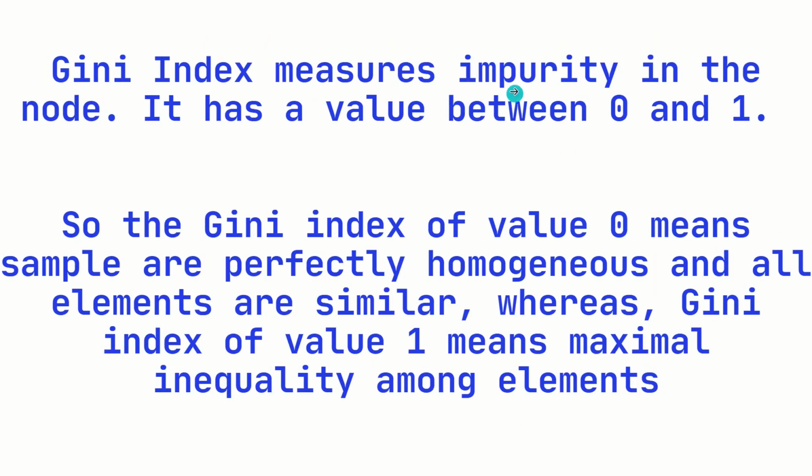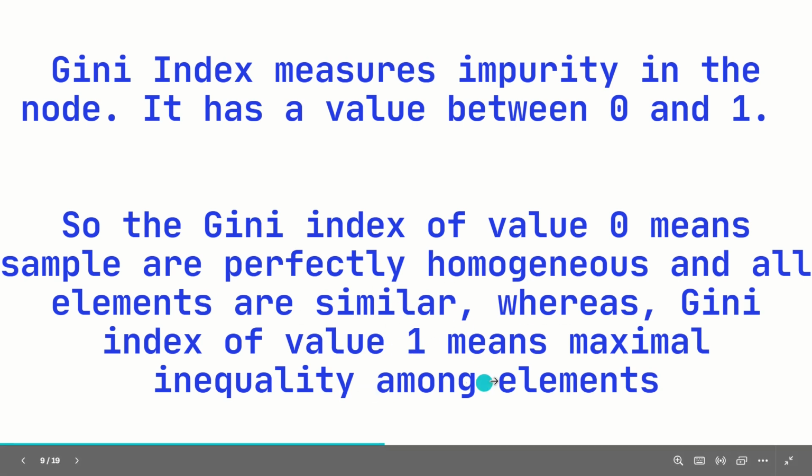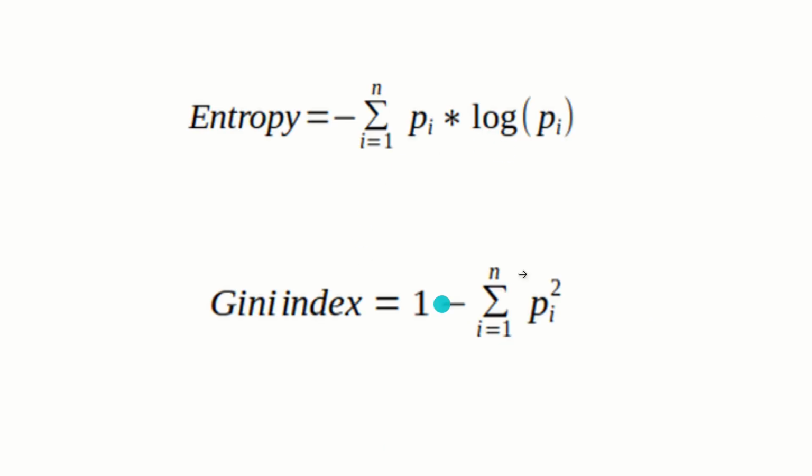Moving further, what is the Gini index? The Gini index measures the impurity in the node. It has a value between 0 and 1. A Gini index of 0 means the sample is perfectly homogeneous, like the first example in which all were blue and all elements are similar, whereas a Gini index of 1 means maximum inequality among the elements, like in the third case which I showed you in the diagram. These are the mathematical formulas for how entropy and the Gini index work. But our objective in this video is not to go into the mathematics. I just want to show you in easy language how the tree works.